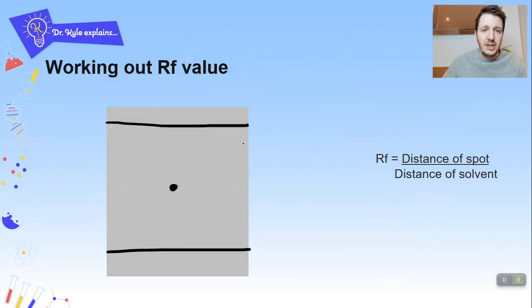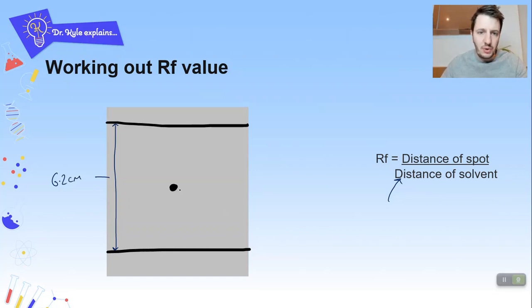Okay, next then, so working out an RF value, so let's take my chromatogram here, and let's say I've got my sample just here. The first measurement you would do is you would measure where the solvent got to from the pencil line at the top, okay? And that would be the distance of the solvent just here. So let's say, for example, that is 6.2 centimeters.